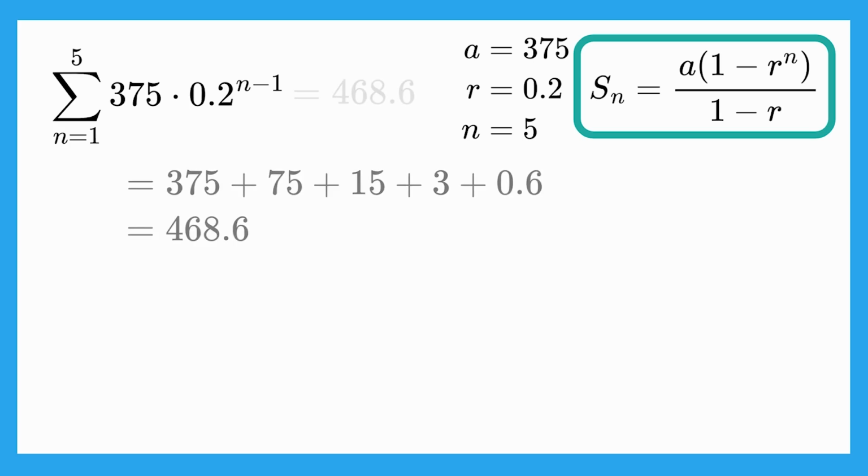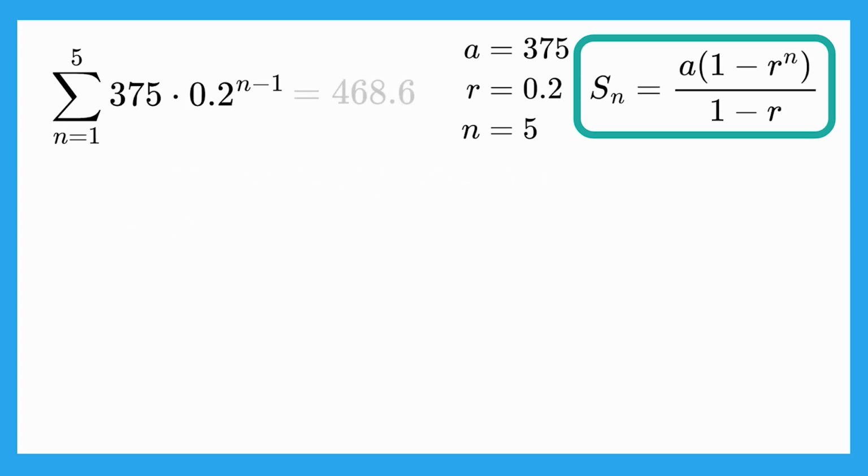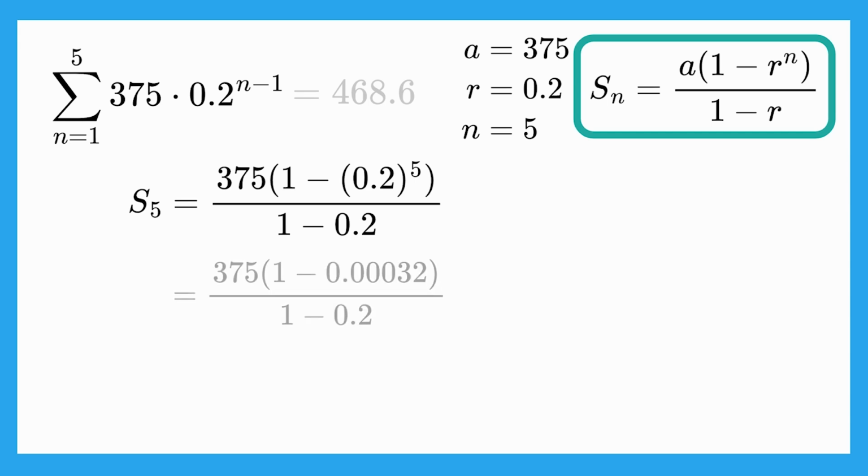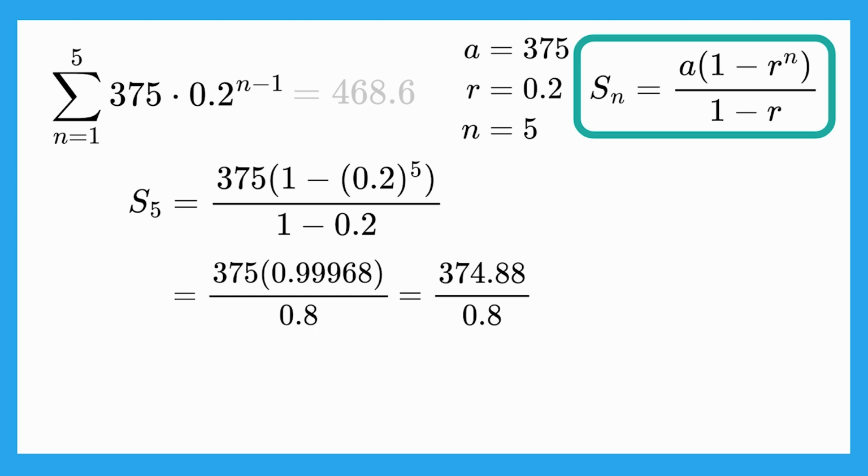Let's see whether our derived formula gives this same sum. We already found a, r, and n, so we substitute those values into our formula. 0.2 to the 5th power is 0.00032. 1 minus that is 0.99968, and we get 0.8 in the denominator. Multiply on top and divide the result by 0.8.